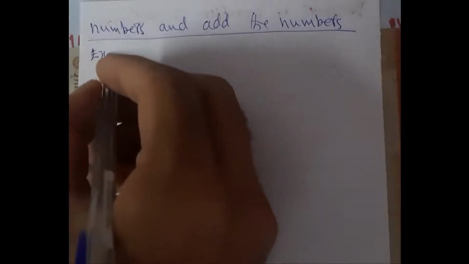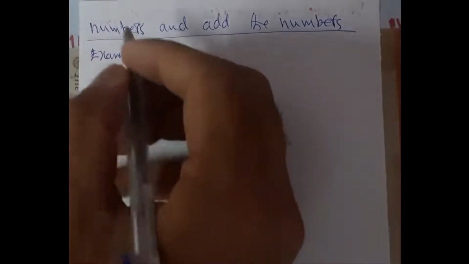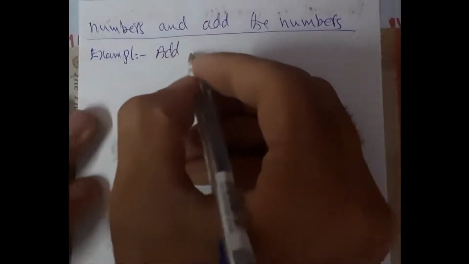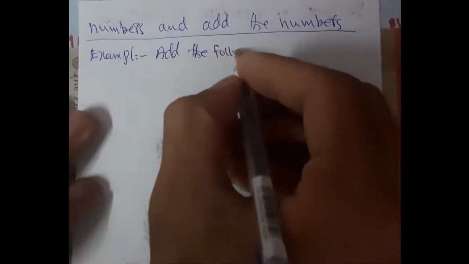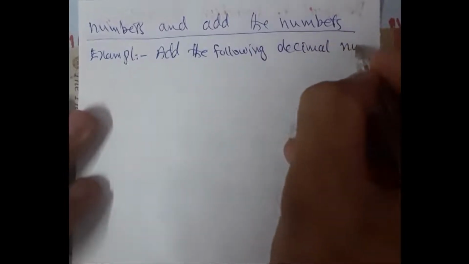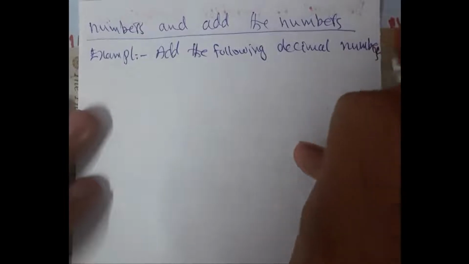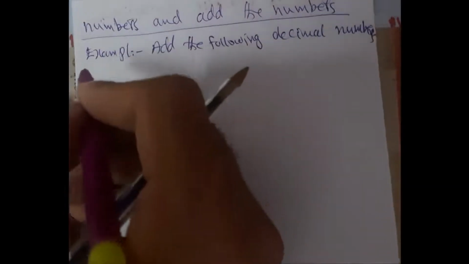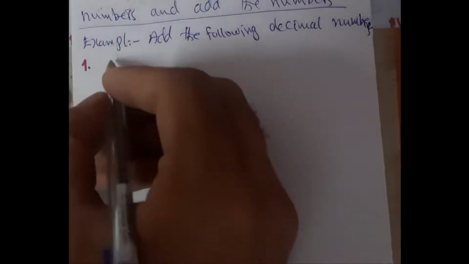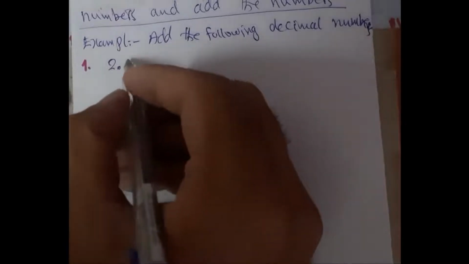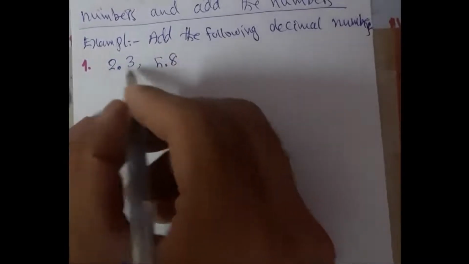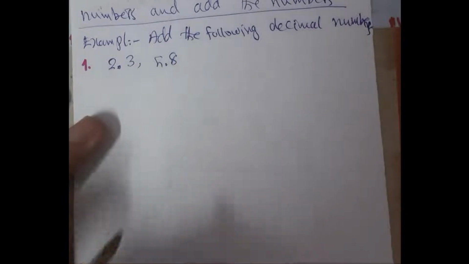Example: add the following decimal numbers. Question 1. 2.3, 5.8. Here we have these two numbers. We want to add these numbers.